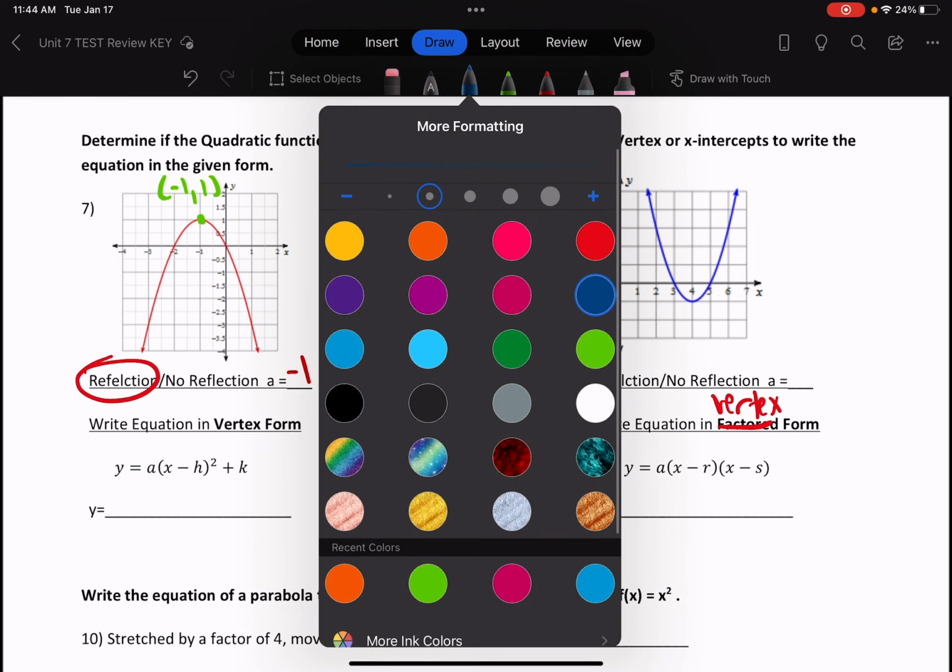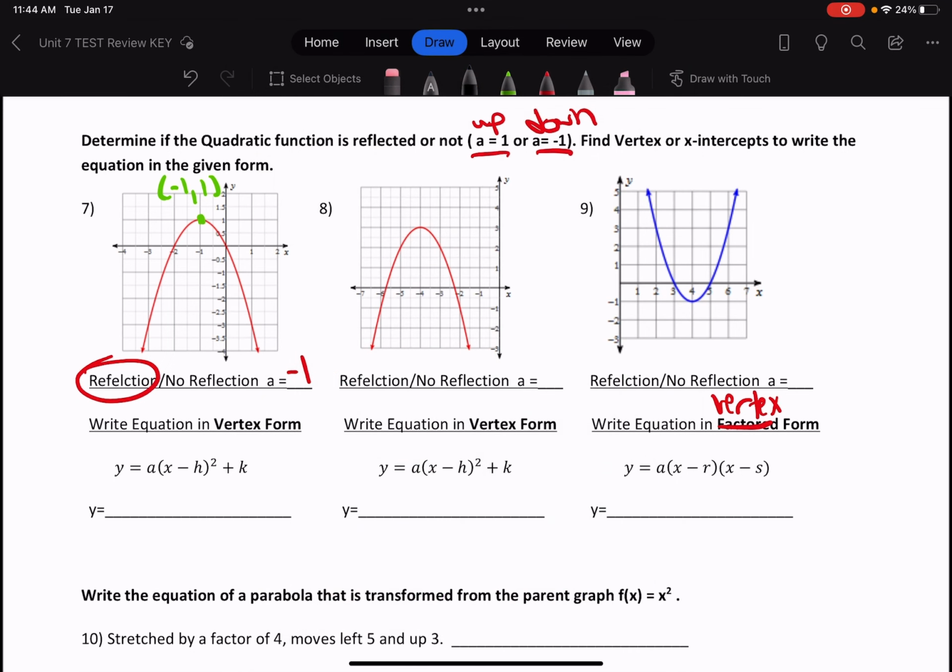So let's go ahead and write out our function. We've got y equals my a value of negative 1 multiplied by x minus negative 1, which is the same thing as x plus a positive 1, and that's squared. And I'm still going to have a plus 1 as my k value.